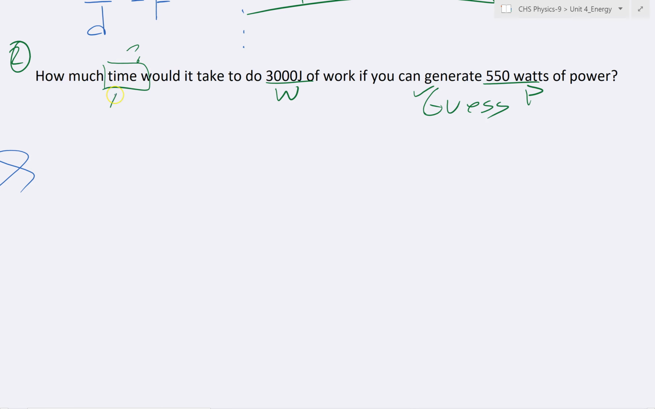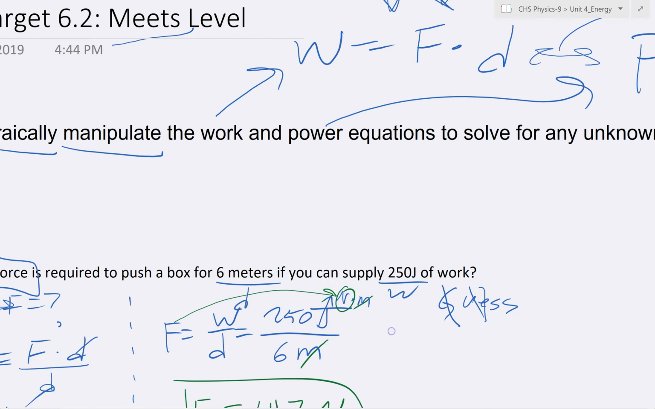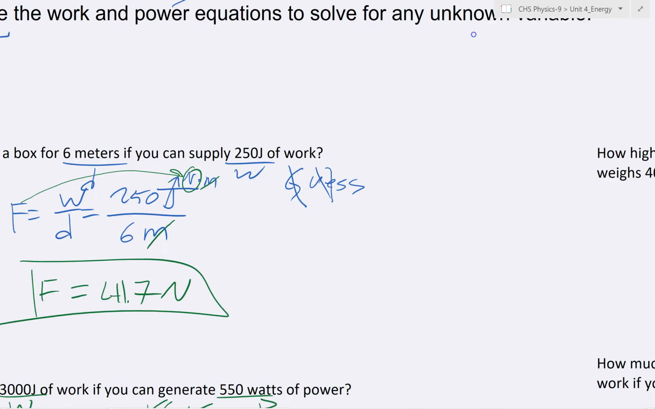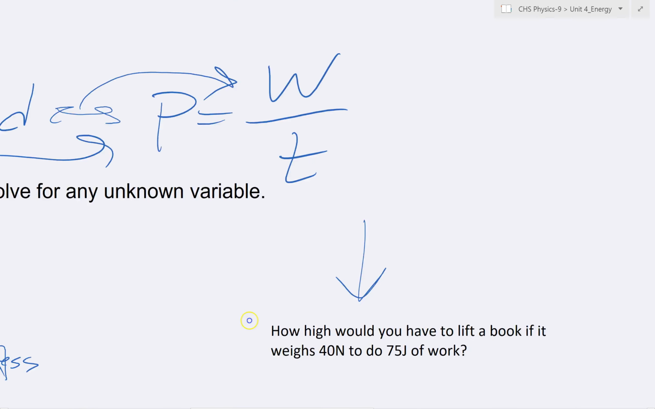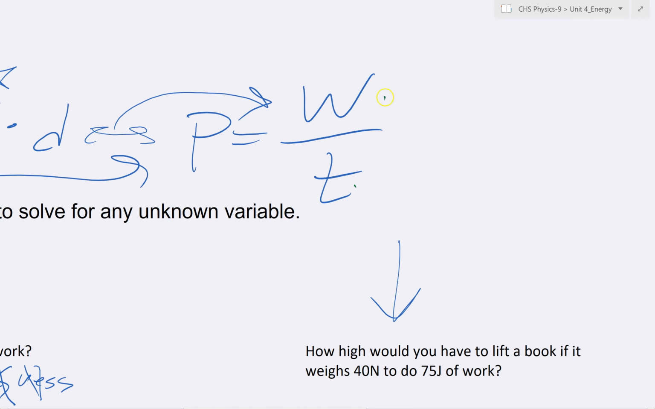So we've got that as well. Now we need to figure out our equation. So if we go back up to our two equations that we're going to be using, we need one that has time, work, and power in it. And that's going to be the power equation. This is time, work, and power. So we're going to use this equation this time.